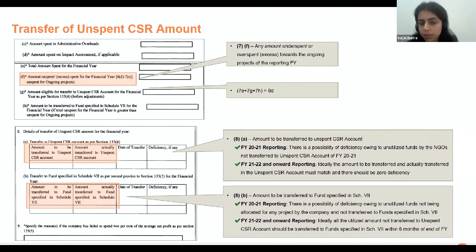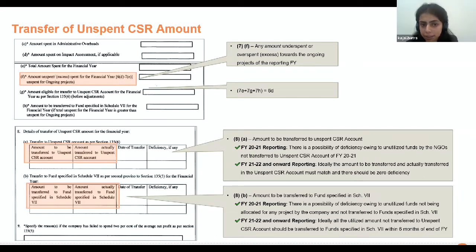So the FAQs released in August 21 have clarified that the amounts utilized in the CSR projects would account for CSR spending for the corporate, and mere disbursal of funds would not suffice. And any unspent amount will need to be transferred to the unspent CSR bank account or the fund specified in Schedule 7. Right? So in connection with this rule, under point 7E, information on amount spent by the corporate, that is utilized in the CSR projects, would be entered.